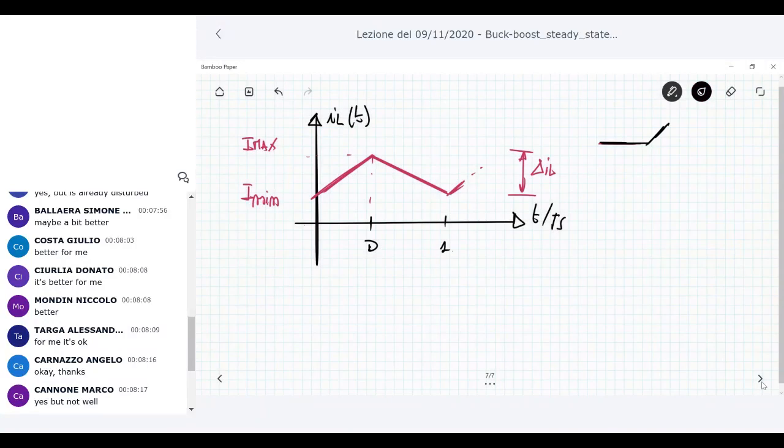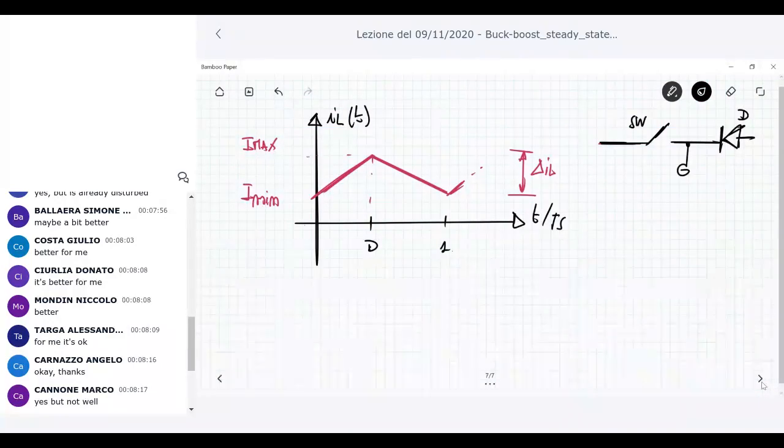Let me redraw, just for my simplified analysis, a part of the circuit, okay, a section of our buck boost circuit, which is that composed by the switch, the diode D, and the inductor.